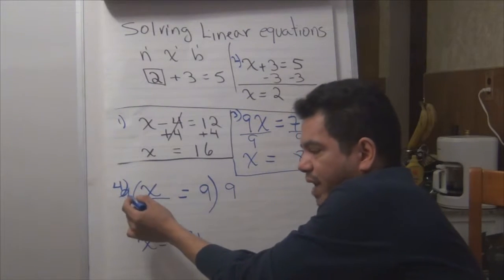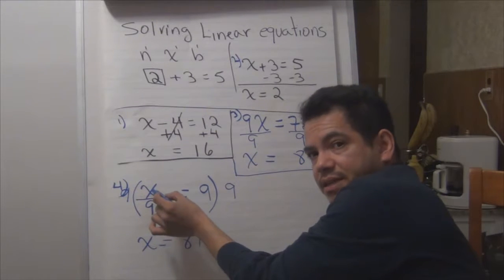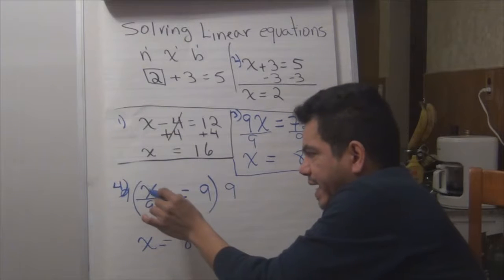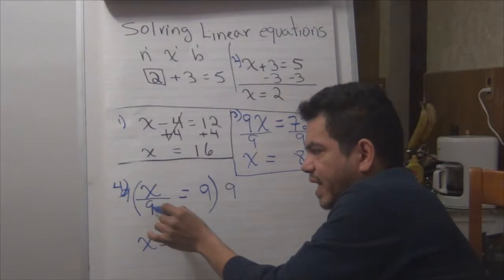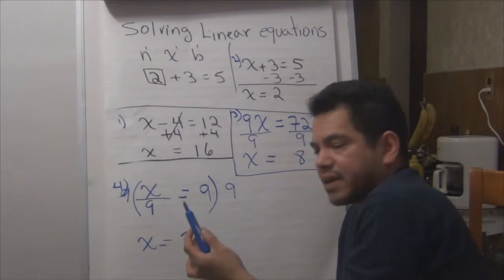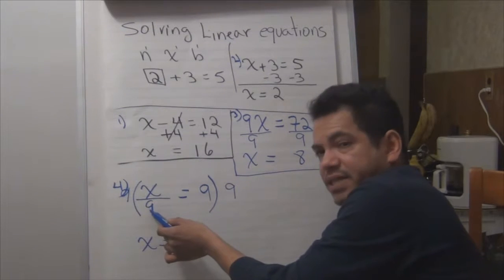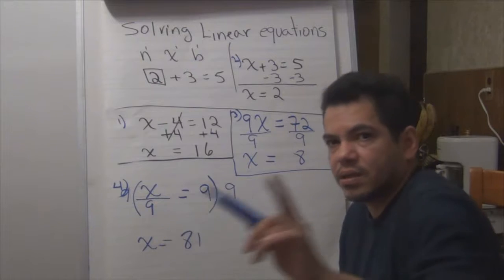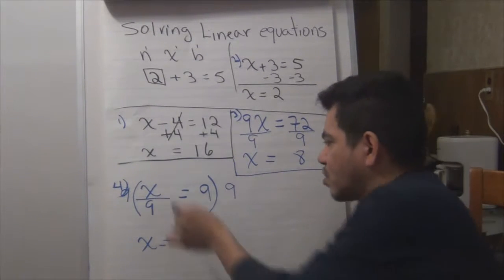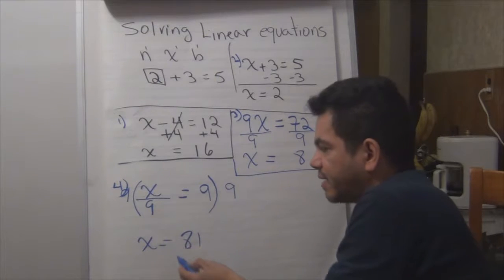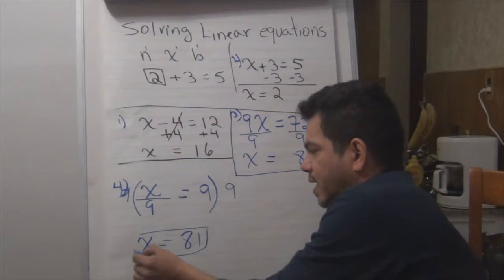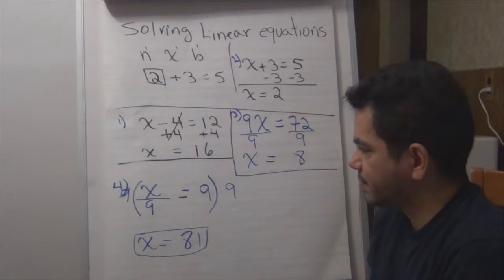All right, so this is what happens. 9 times x is 9x, right? And 9x divided by 9 is 1x. Or if you want to say it, when you multiply and divide by the same number, they cancel out, but they don't become 0. Remember, 9 divided by 9 is 1, so 1x. And then 9 times 9 is 81. And that's how you solve one-step equations. All right.